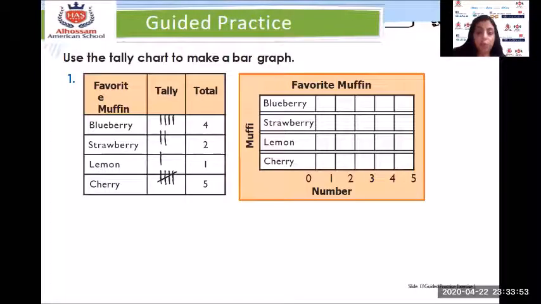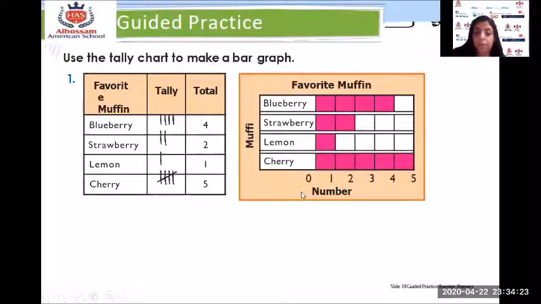Use the tally chart to make a bar graph. Here is the tally chart. Favorite muffin: blueberry, strawberry, lemon, and cherry. How many votes for blueberry? 4. And how many for strawberry? 2. And how many for lemon? 1. And how many for cherry? 5. So I want to use this information and apply it in my bar graph. It's going to be like that. Okie dokie.